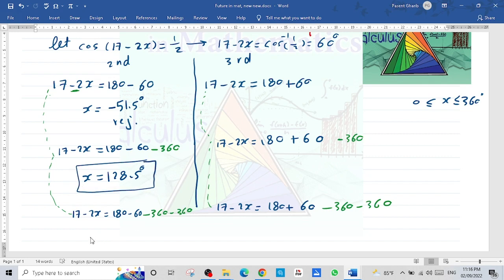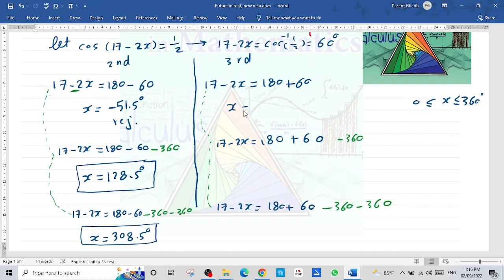Now, here we calculate x. 180 − 60 − 360 − 360 − 17 from the other side, and the total divided by negative 2, the answer is 308.5 degrees. Also, this value is acceptable because it is inside the domain.